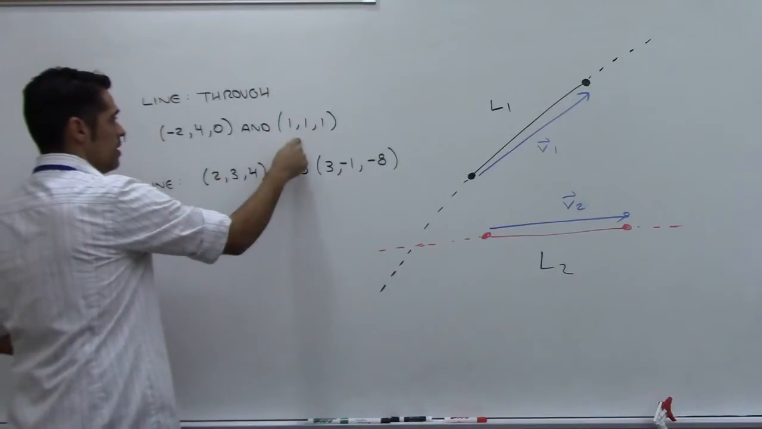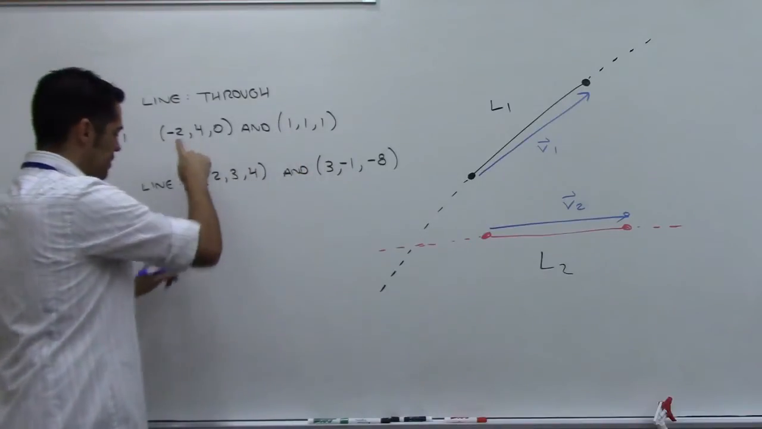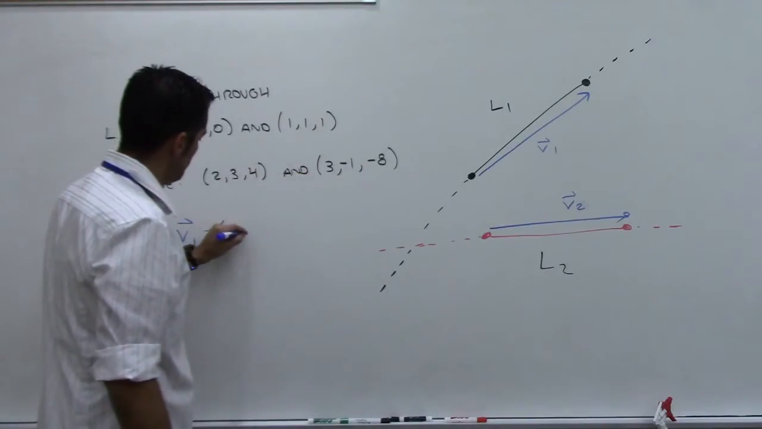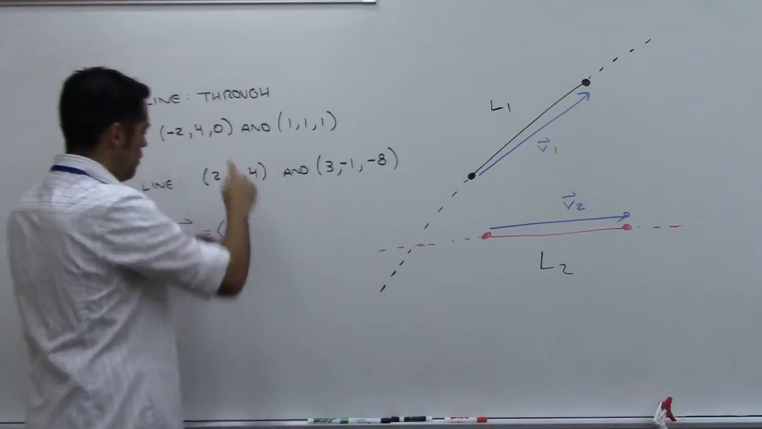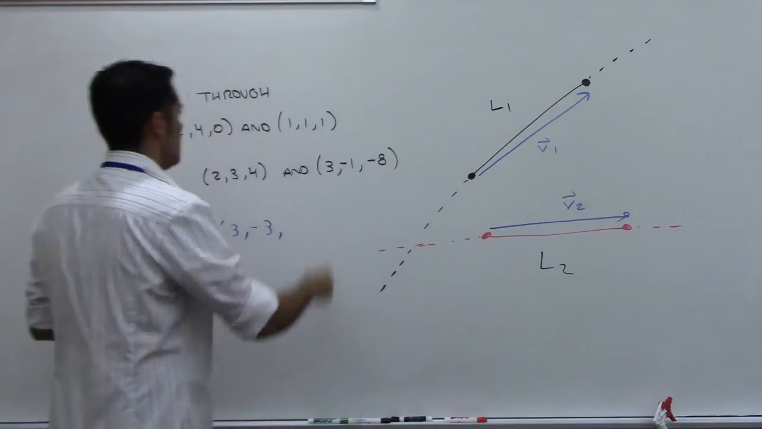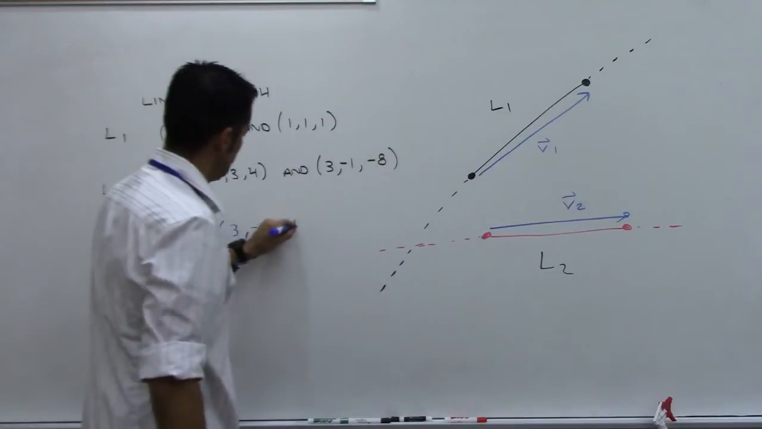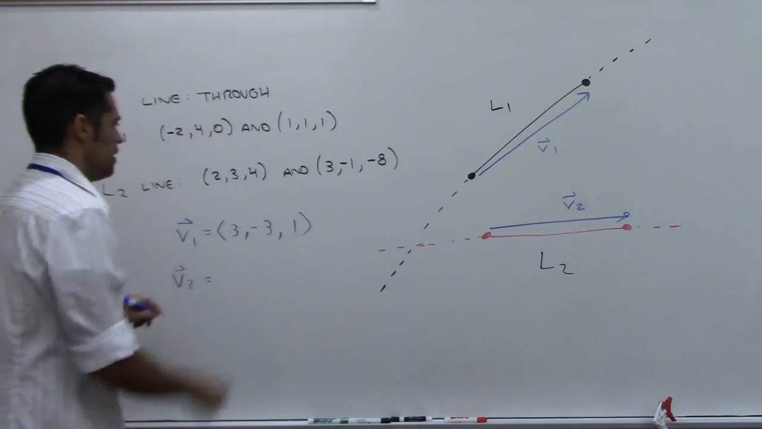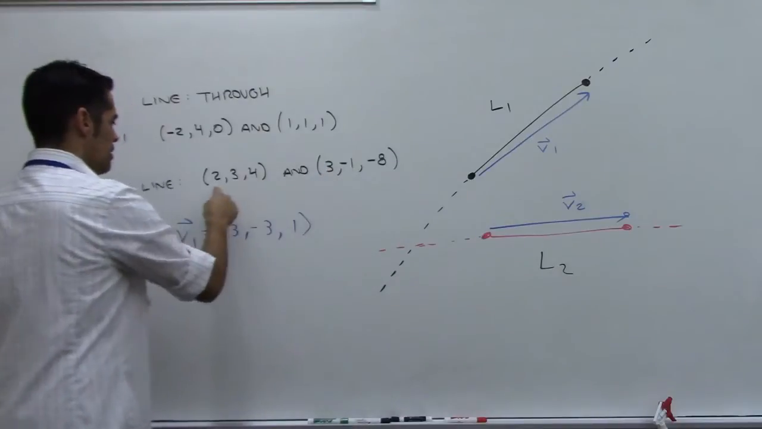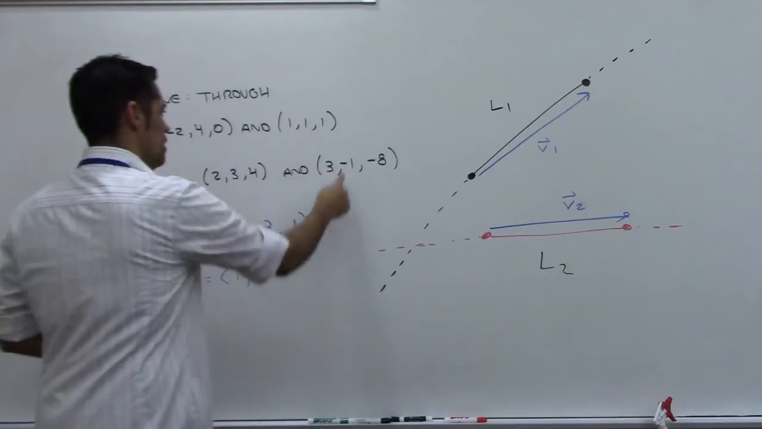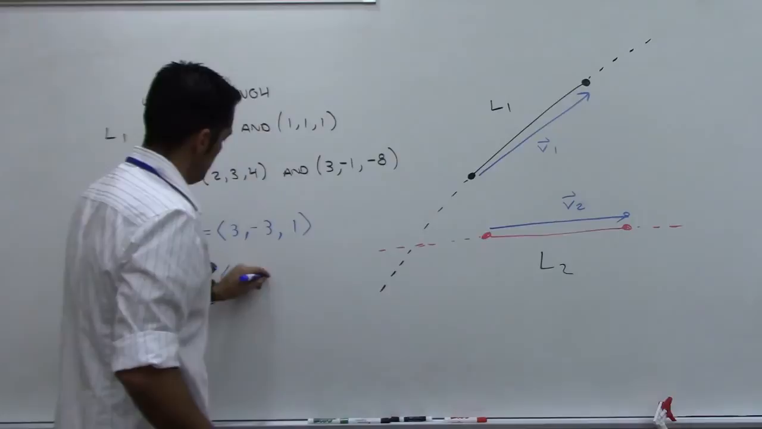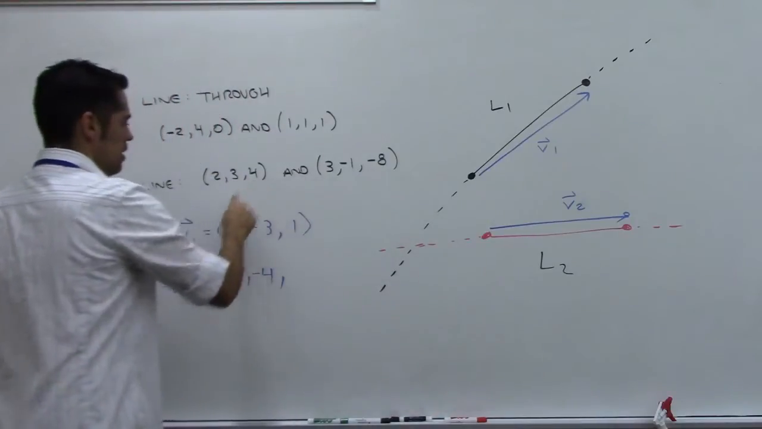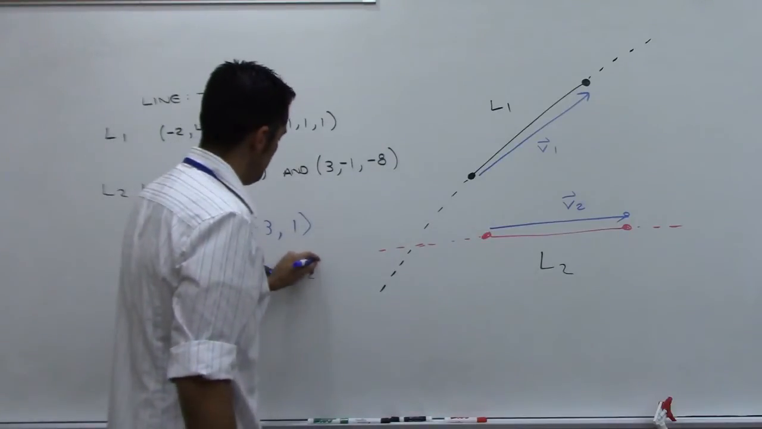So I'm going to go from here to here. 1 take away -2 is 3. 1 take away 4 is -3. 1 take away 0 is 1. Now the second direction vector connects these two. So 3 minus 2 is 1. -1 minus 3 is -4. And -8 minus 4 is -12.